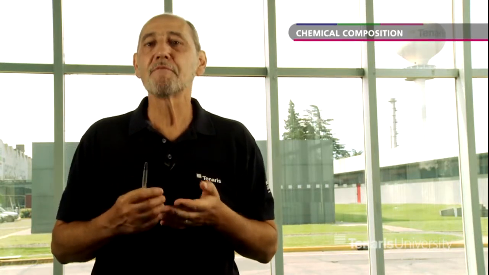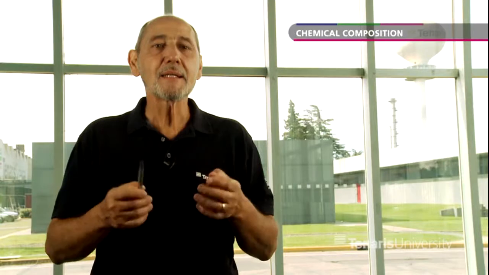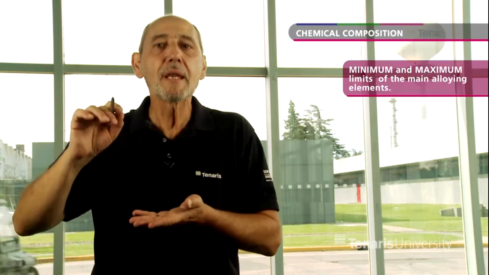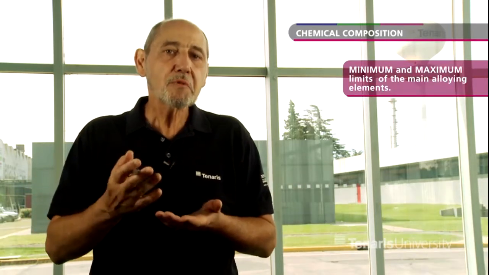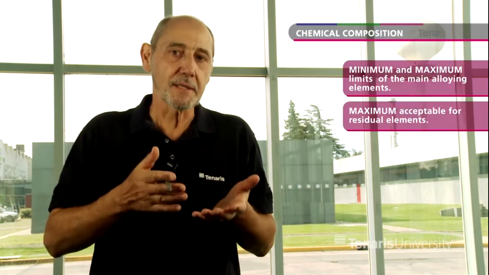The next consideration is the chemical composition, which, though established by the standards, provides a very wide range of options for each element. For each particular grade, the minimum and the maximum limits of the main alloying elements are stated, as well as the maximum acceptable for residual elements, which are detrimental for the quality of the steel. Each pipe manufacturer defines its actual chemical compositions.